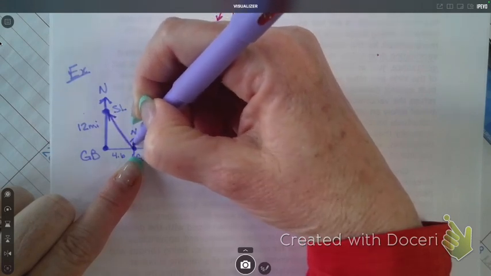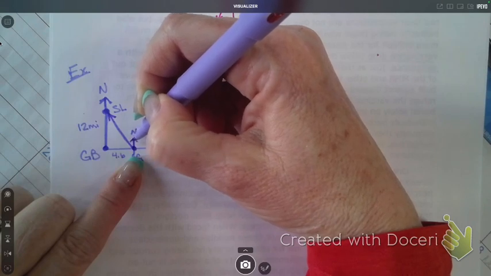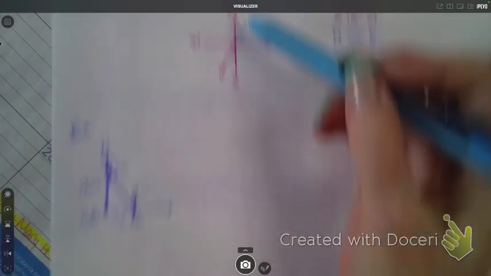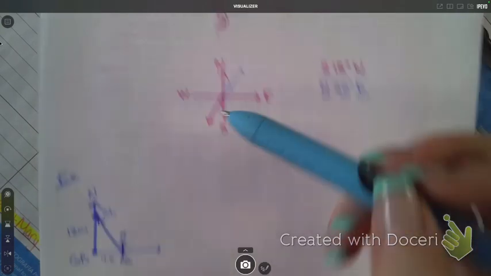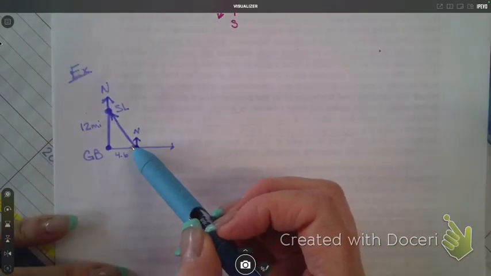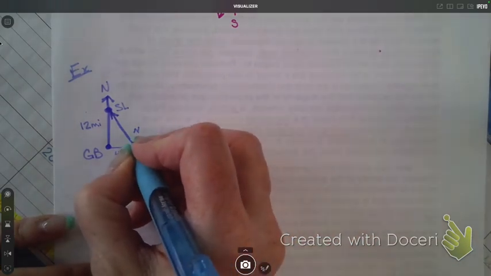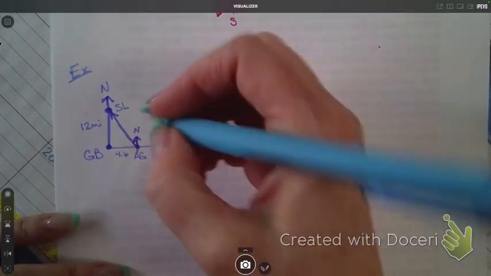So where is my angle at? Is it inside the triangle or out of the triangle? Out. Because these angles are with the north-south line. And inside is not with the north-south line, is it? So I'm looking for this angle right here. The new one right here.